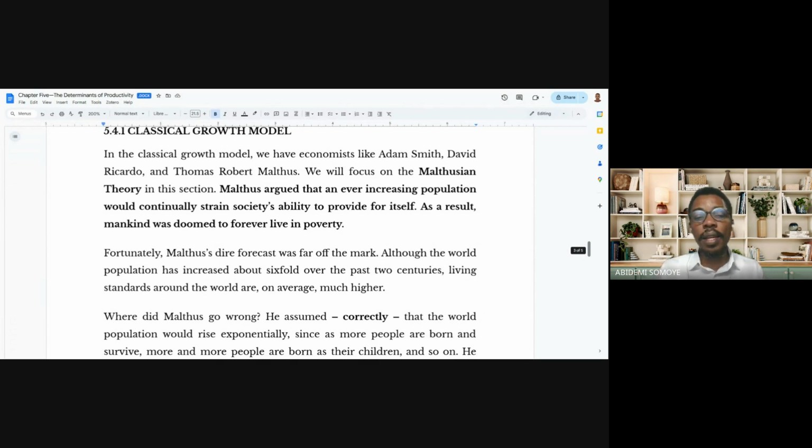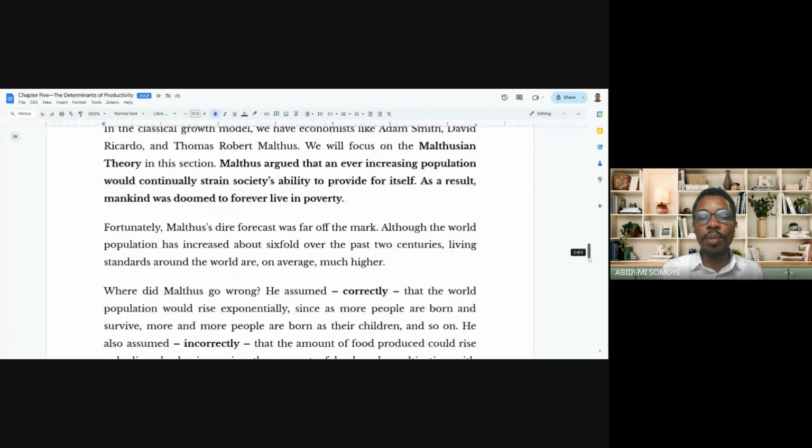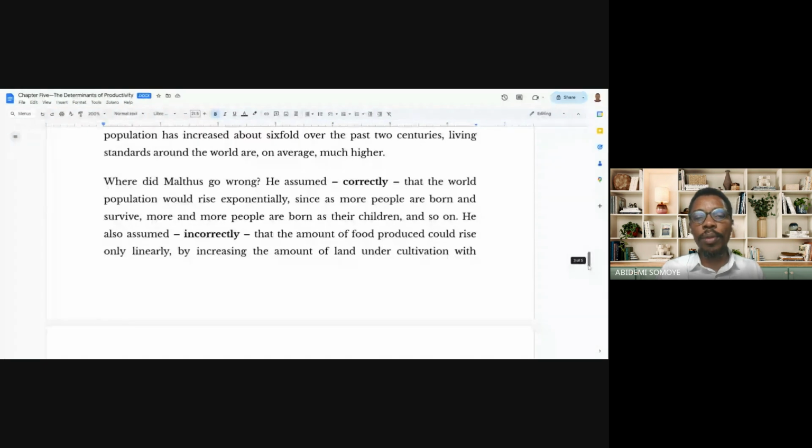So fortunately, Malthus's forecast was far off the mark, although world population has increased about sixfold over the past 2 centuries. Living standards around the world are, on average, much higher. Where did Malthus go wrong? He assumed correctly that the world population would rise exponentially, since as more people are born and survive, more and more people are born as their children, and so on.